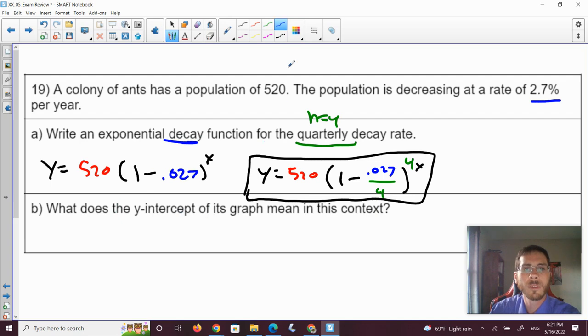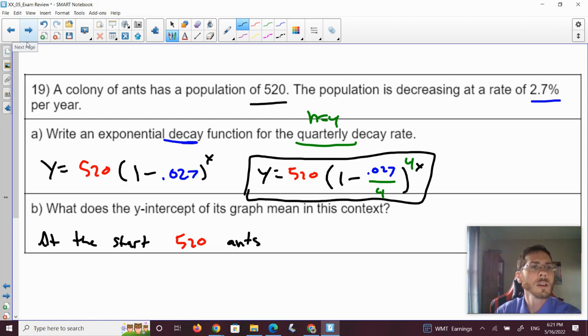What does the y-intercept of the graph mean in context? It means at the start, we have 520 ants. That's it. That's just what our y-intercept means in context. So we got to think about what our start is. All right.